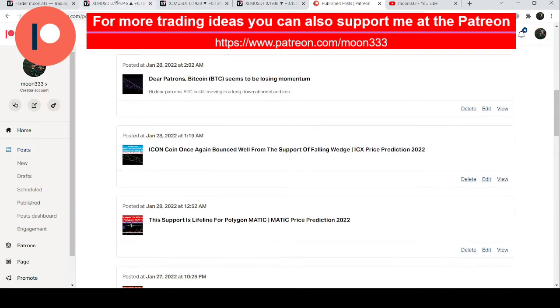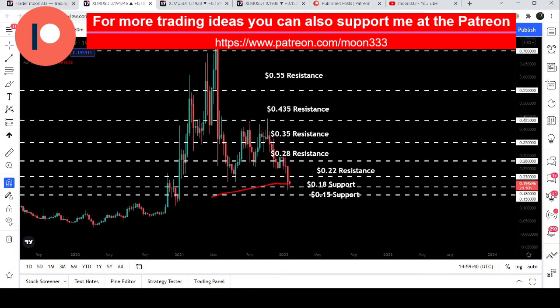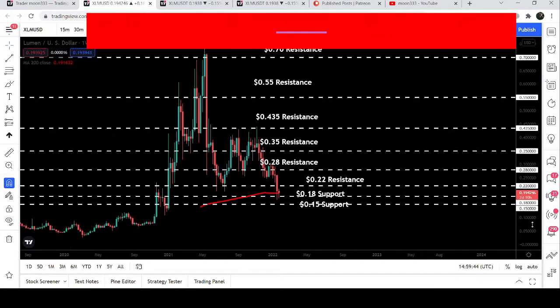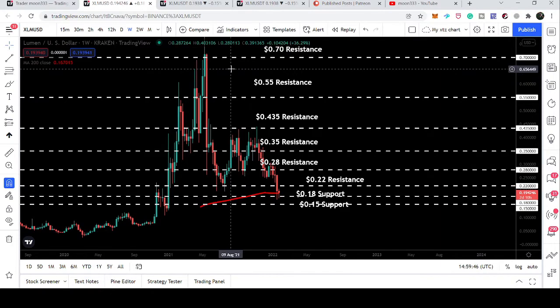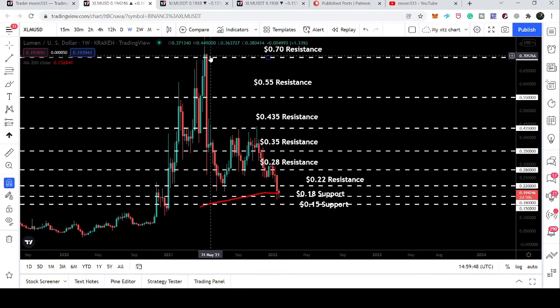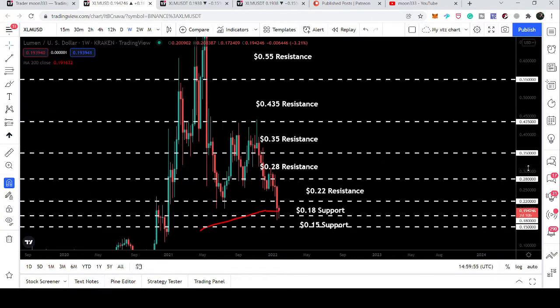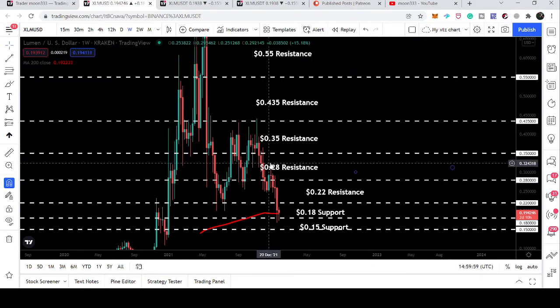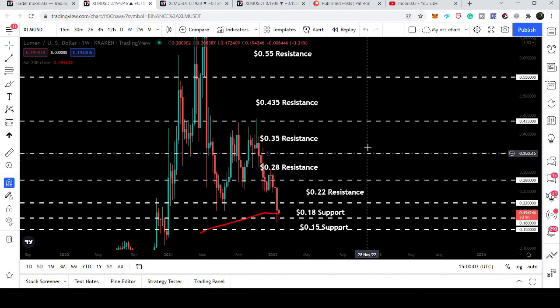So let's start the analysis. First of all, let me show you this weekly time frame chart. Right now we can see we have broken down several supports. We were rejected by 70 cents. We moved down, broke down the next support of 55 cents, and then the next support of 43.5 cents, then 35 cents. Then we had this 28 cents. This was a really very strong support, but the price line broke it down.